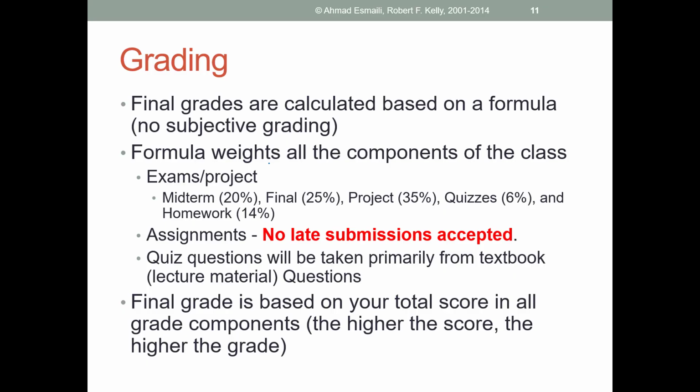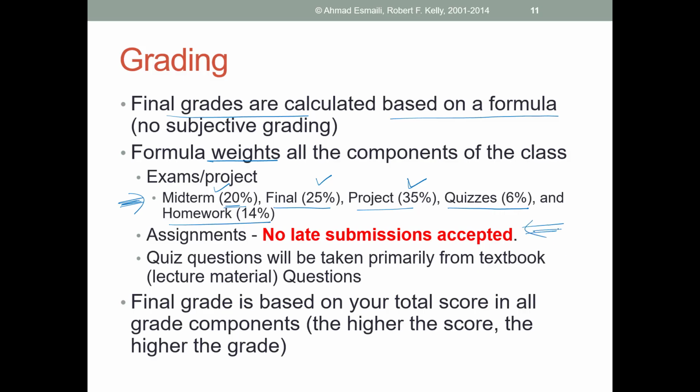Now, since there are different components for grading, let's look at the formula that we'll be using. Your final grades are calculated based on a formula. The formula will have different weights. Look at here. This will give you the complete idea about how I will be calculating your grade. The midterm exam will account for 20% of your grade. Final would be 25%. The project, which is the largest component, will account for 35%. Quizzes are going to be 6%, and the homeworks are going to be 14%.